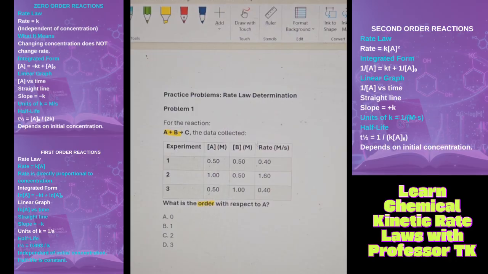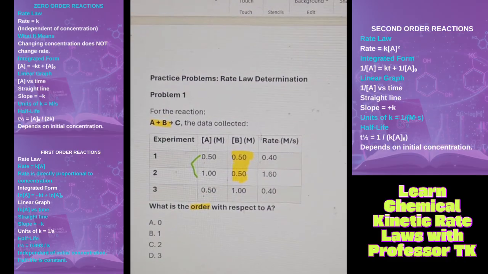In this first example, you have A plus B. We don't worry about C, we don't even worry about the product side. It's only based on the reactant side. Whenever you're trying to determine the order for A, you want to make sure that B remains constant. So if I'm comparing experiments 1 and 2, because B did not move, you're going to look at your data. I notice that the reactant A doubled, so my rate here quadrupled, okay?